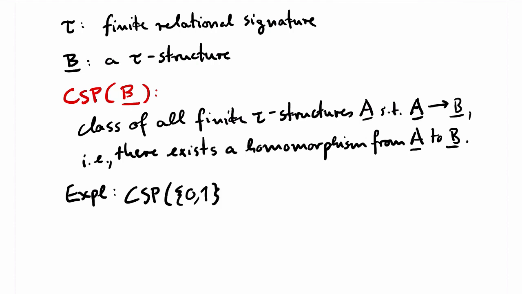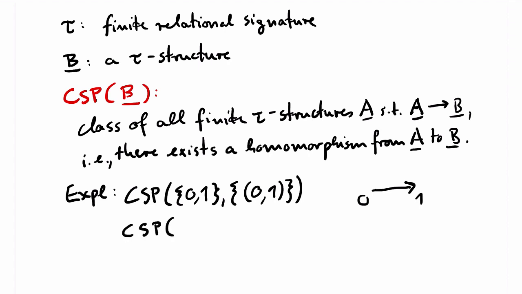Let's look at an example. If we fix the domain to be {0, 1}, and we just have a single binary relation which just contains the pair (0, 1), then the corresponding CSP is the class of all finite digraphs that homomorphically map to P1, the path of length 1. So this is just an example that we have seen in previous sections of the course.